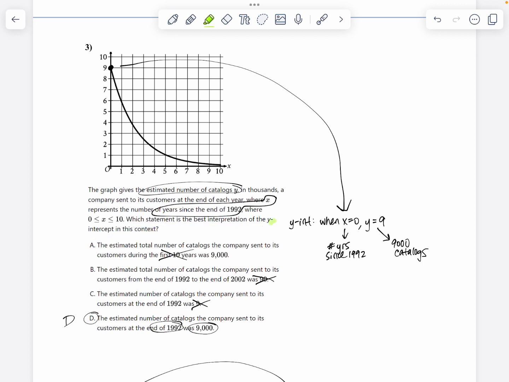So do you remember what the y-intercept looks like? It's where it touches the y-axis, which is right here. It's 9. Let's figure out what the y-intercept means. So that actually means when x equals 0, y equals 9. That's what a y-intercept is.